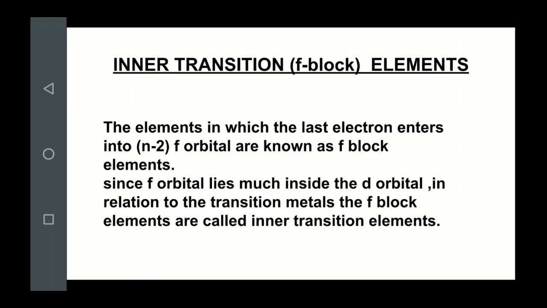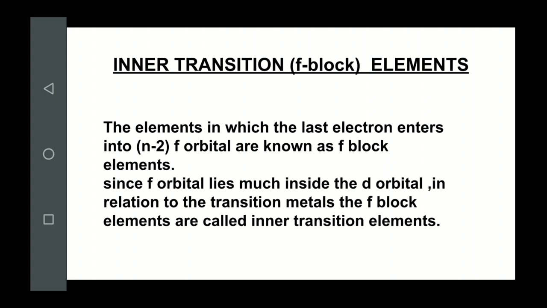Now, what is the meaning of penultimate or pre-penultimate? There is one outermost shell which is represented by n, and the shell which is inner to that outermost shell would be called the penultimate shell, and the shell which is inner to the penultimate shell would be called the pre-penultimate shell. For example, suppose your outermost principal shell is the sixth, so your pre-penultimate f orbital would be 6 minus 2, that is 4f orbital.